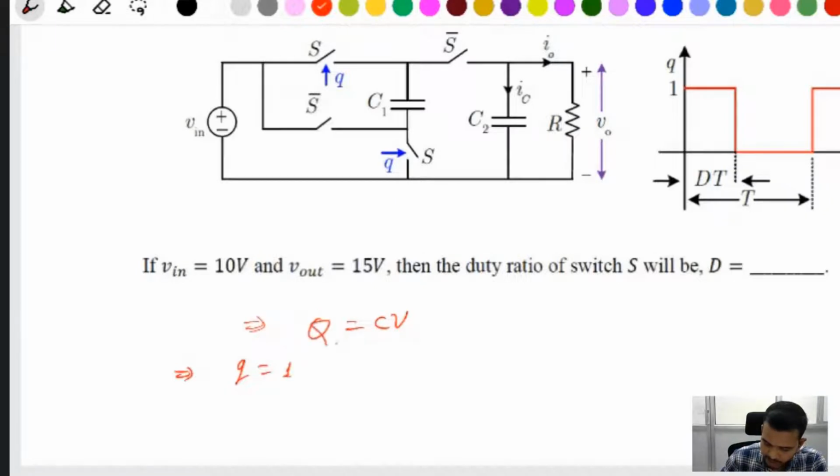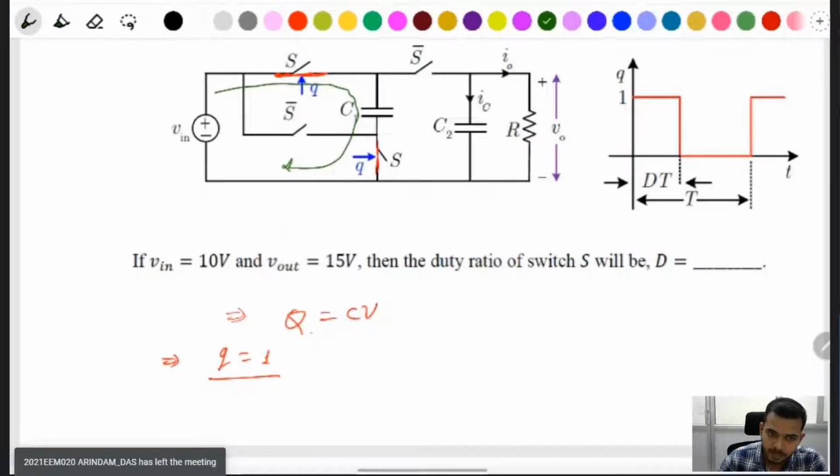First of all, Q is 1. Sorry, this Q is a switch, not a charge. Q is 1 means this switch S is closed and S bar is open, and this switch is closed, and this one is open. The circuit forms like that, and this one is also open, and C2 current flows like that.